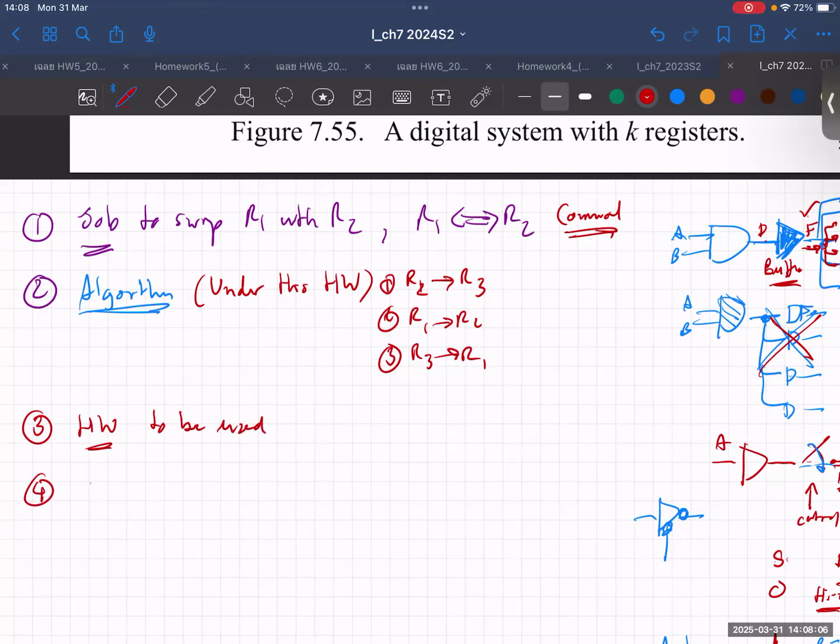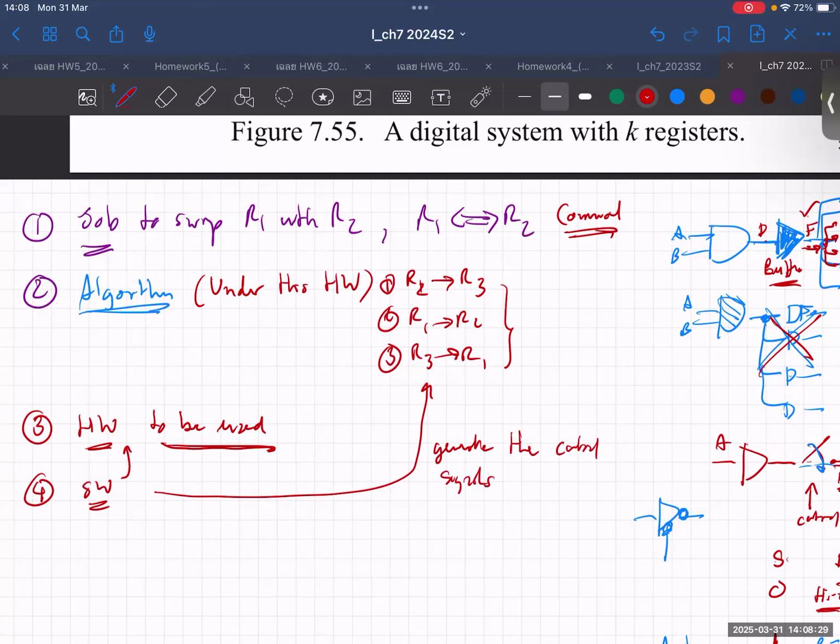Okay, and then number 4, the software. Of course, this is going to be related to the software. Because you pick this hardware, then you have to generate the software, which means the algorithm or the sequence that happens. You have to generate the signals or the controls to do this. And this is going to happen in 3 steps. So you need 3 sequences of signals, one for each step. You have to control each step in sequence.